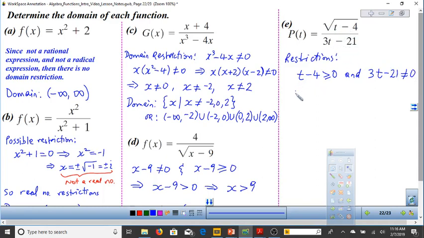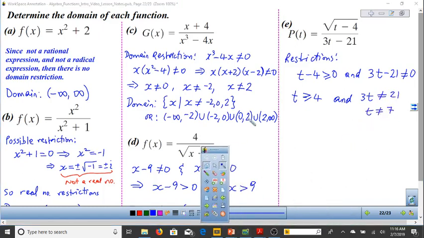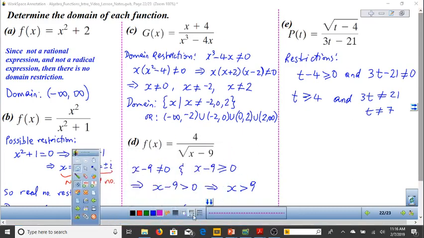Well, in this case, we just solve for t to get t is greater than or equal to 4. And at the same time, when we solve for t here, we get 3t can't be 21, so t cannot be 7. So if we put those two regions together on the number line, let's see what that would look like.